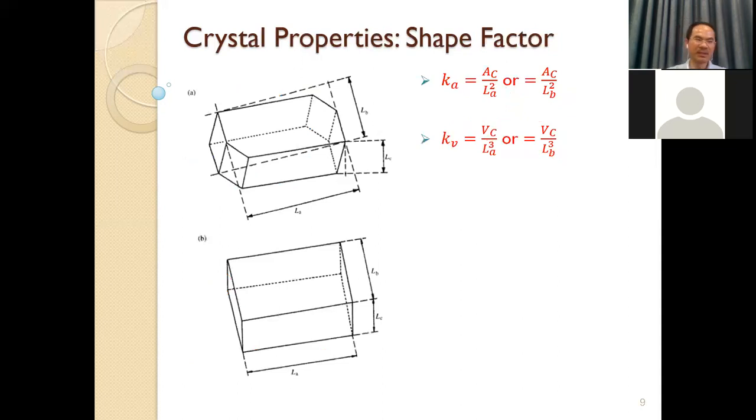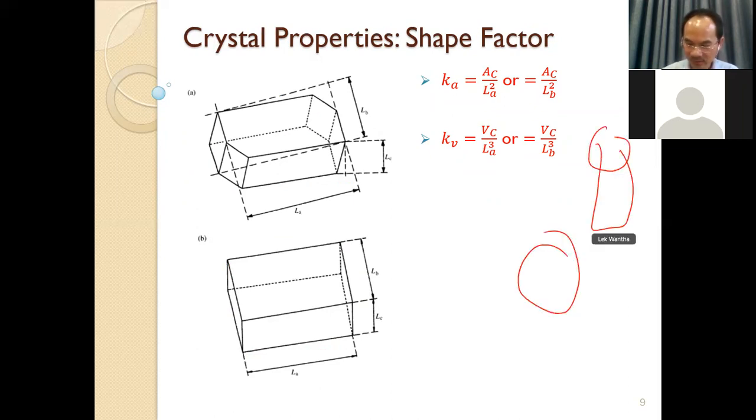In this, I show you the shape factor in terms of area shape factor and volume shape factor. I think it's very difficult to identify because the crystal is not cubic, not a cylinder, not a sphere. The crystal in nature is very, very different. It's not the basic shape, like sphere or cylinder.